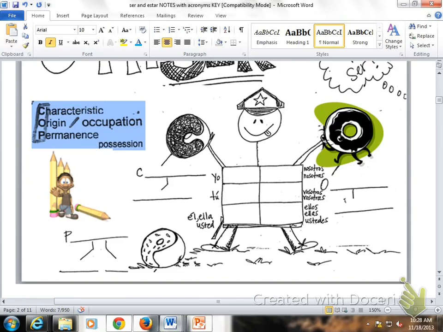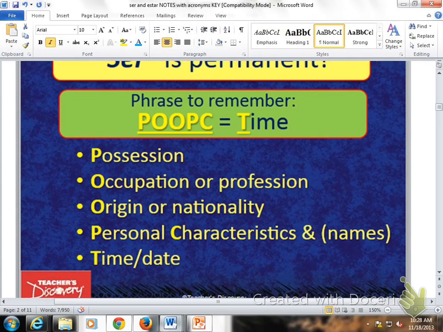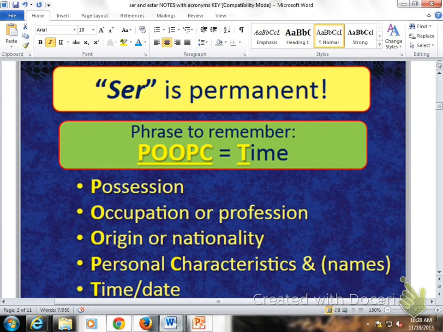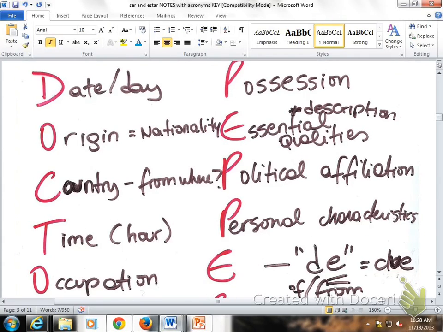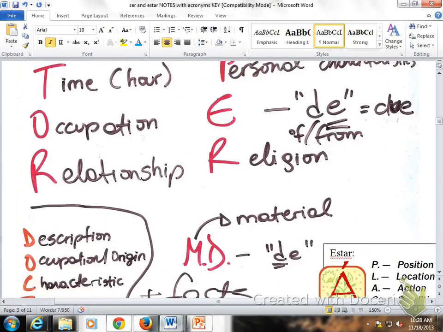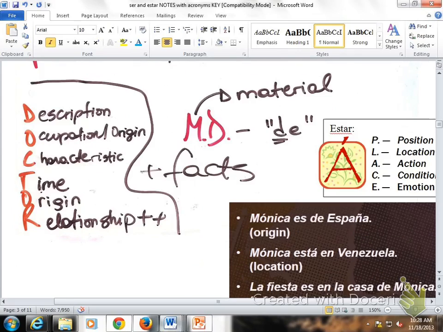All right, I gave you on your notes the reminder there for COP. That's the shortened acronym I like to use. It doesn't encompass date and time and all those other things we know about ser. Okay. This is the one that the previous slide that we went over gives you. I don't really like this one. So you can use COP. You can use that other one. You can use the Dr. Pepper, which encompasses more of those reasons there.